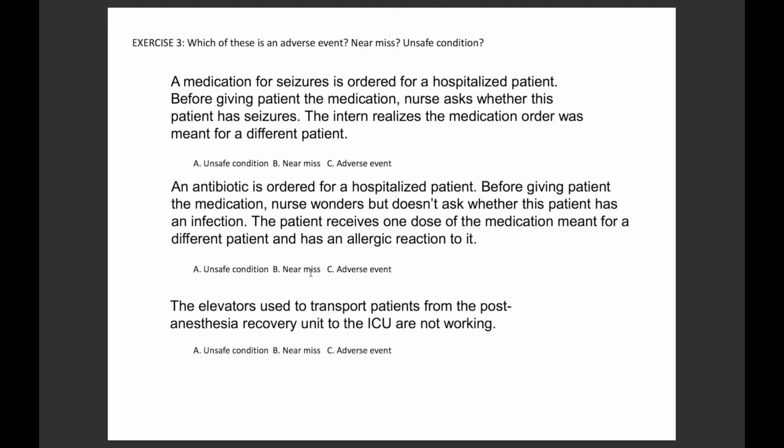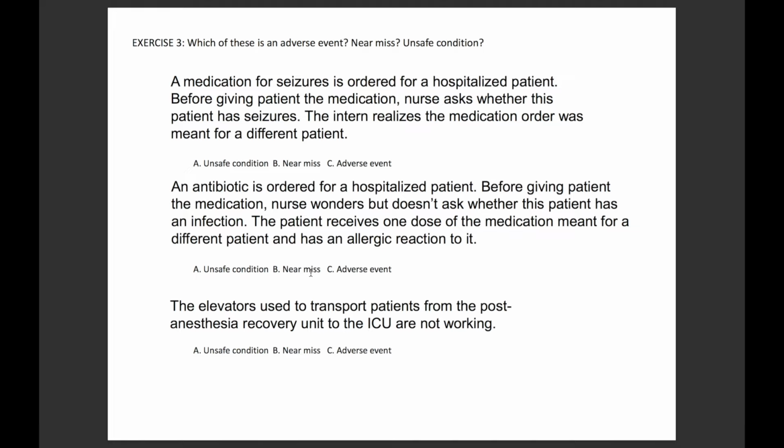An antibiotic is ordered for a hospitalized patient. Before giving the patient medication, the nurse wonders, but doesn't ask, whether this patient has an infection. The patient receives 1 dose of medication meant for a different patient and has an allergic reaction to it. Well, harm occurred, so it's an adverse event, but it's also probably an unsafe condition too, because there's not a system of checks and double checks in this that the patient could receive it.